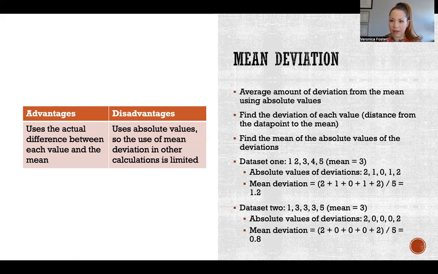So we're finally calculating the actual differences between the data points and the average of the data. The disadvantage is that we're using absolute values, so it's limited in the application and how we can use this in other calculations, because we're using absolute values instead of the true actual value. So it really affects what we're able to use this for.